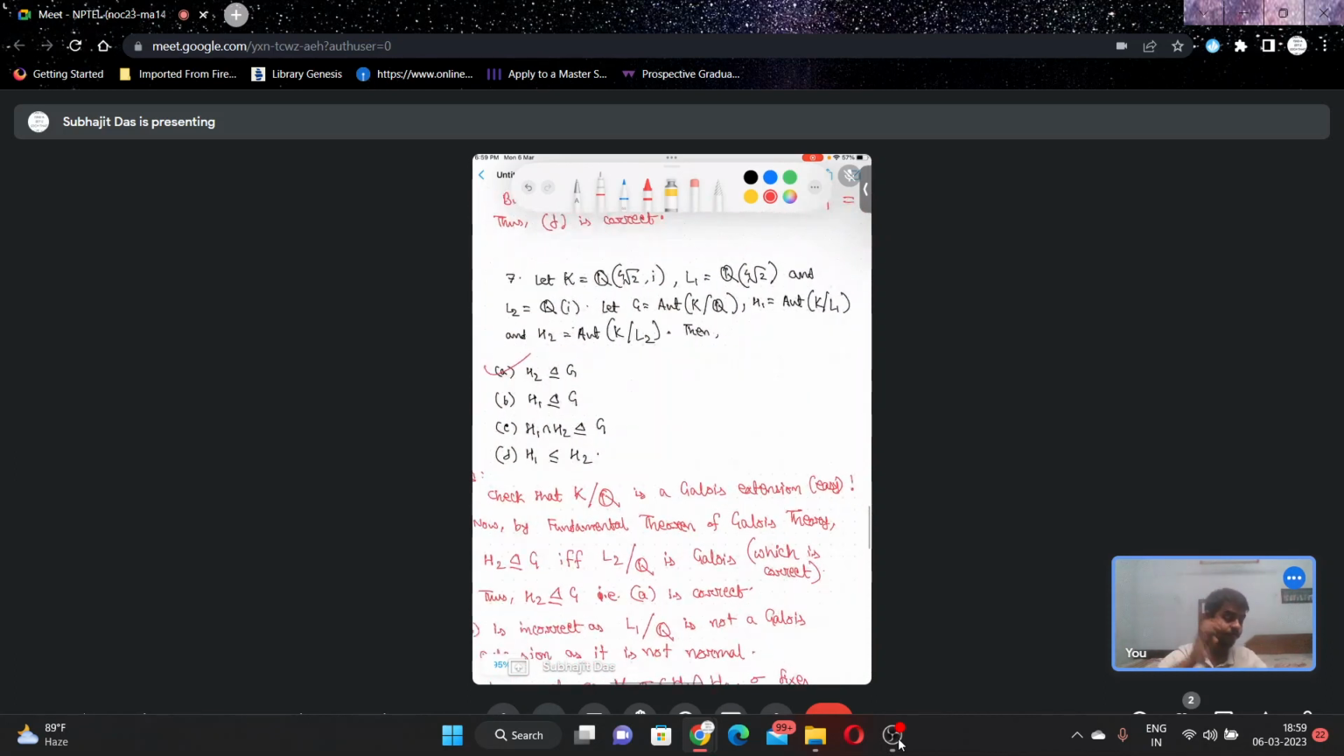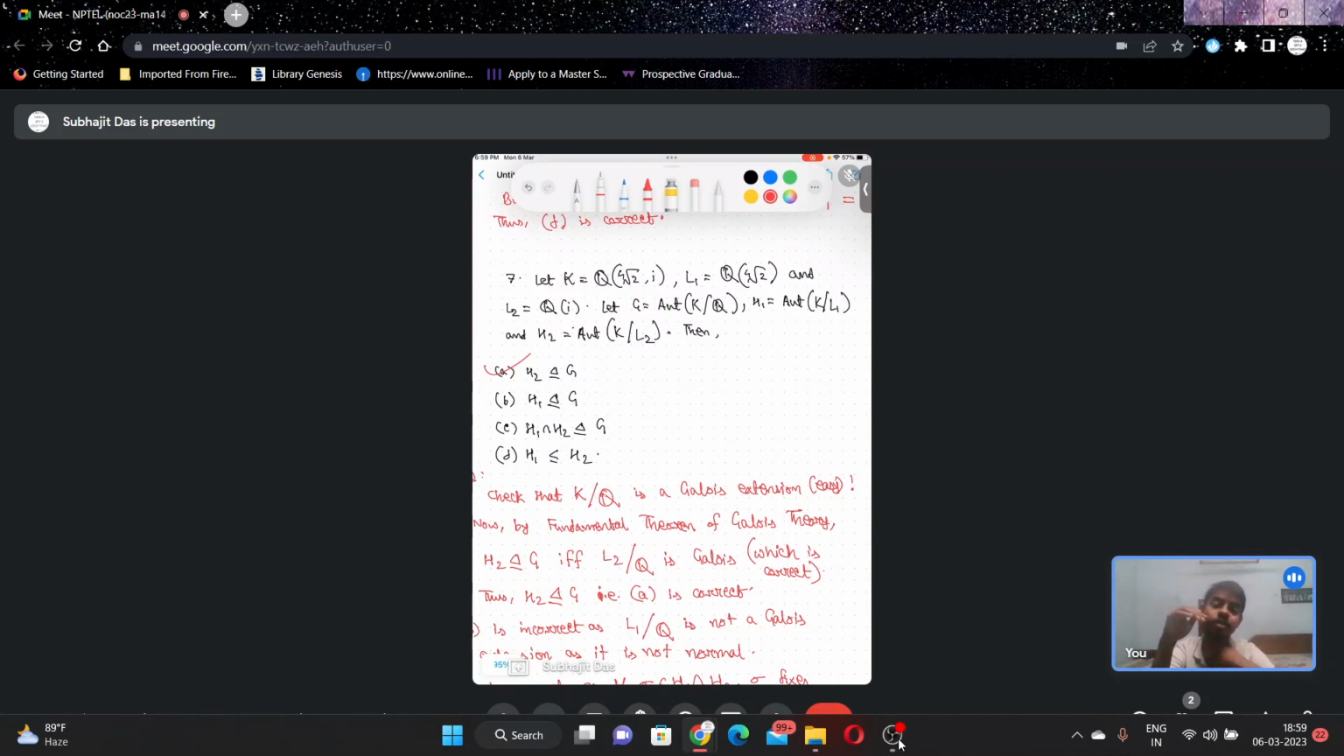So yeah, maybe I might be wrong in this one. Let me figure this out, one second. So you are looking at the automorphism group of K over L1, right? Yeah, you are looking at the automorphism group of K over L1. So yeah, I'm correct.